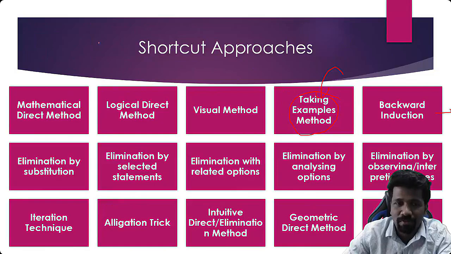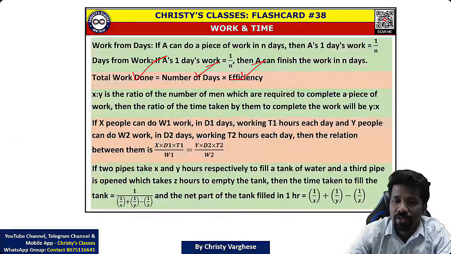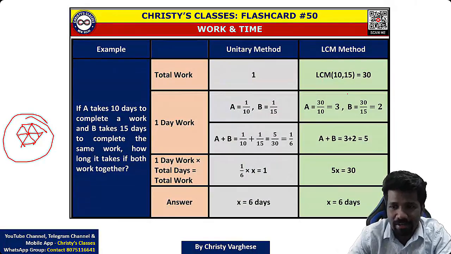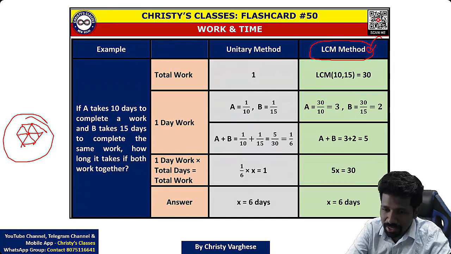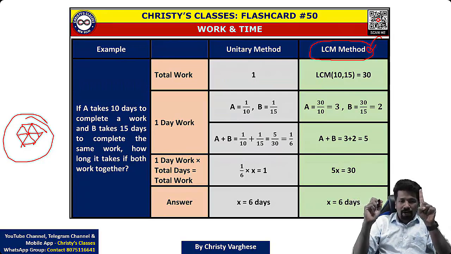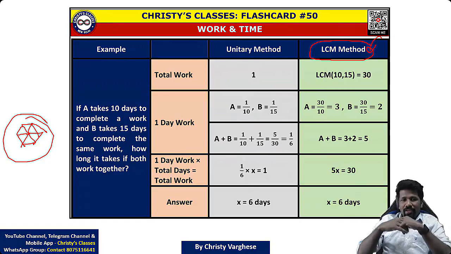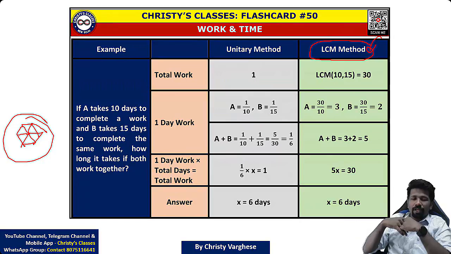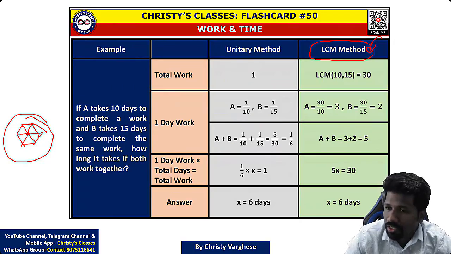So that was one of the 15 shortcut approaches we discussed, na. So the taking example method can make this question even faster. This I will tell to those people who fear math. For this question, the taking example method is better. The specific name of that taking example method is LCM method. Because instead of taking total work as one, which is called unitary method, take total work as the LCM of the individual works, then the solution will look simple.